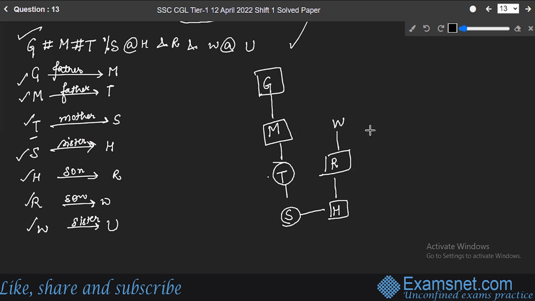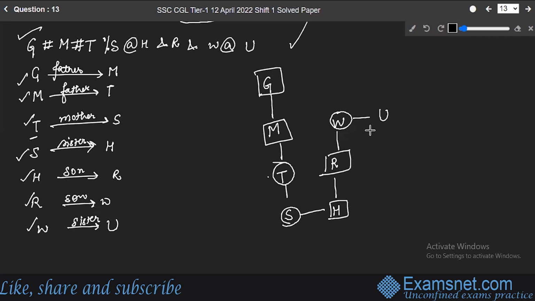The next one says W is sister of U. That means W is female. It's sister. That means siblings. We will represent the siblings with the horizontal line. There will come U. I will not put anything around U because I don't know whether U is a male or female. So this is the chart.